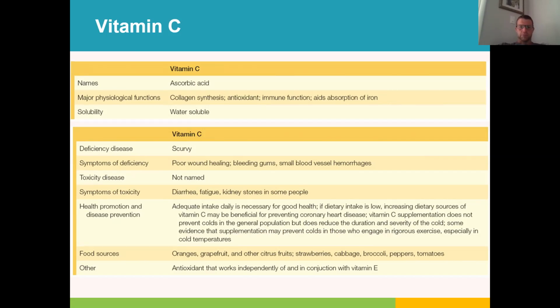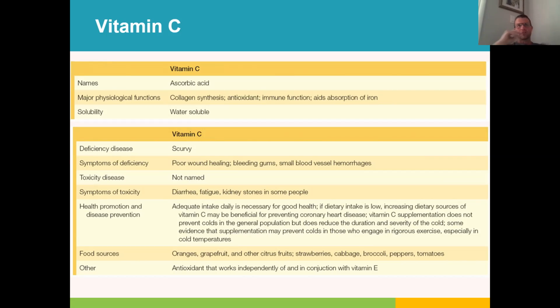Health promotion, disease prevention, adequate intake daily is necessary for good health. Dietary intake is low. Increasing dietary sources of vitamin C may be beneficial for preventing coronary heart disease. Vitamin C supplementation does not prevent colds in the general population, but increasing it can reduce the duration.